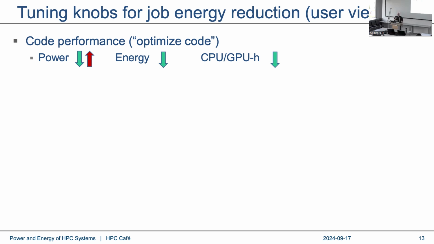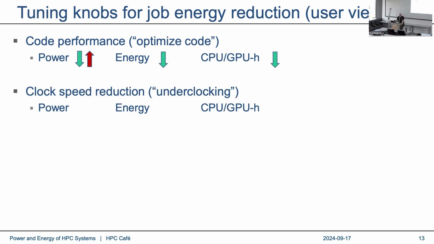The energy will typically go down, even if the power goes up. That's a general rule. There's a tiny little part of the configuration space where you make your code faster, it runs faster, it finishes earlier, and in the end, you still burn more energy. But that's an exception. Usually, making the code faster burns less energy. And of course, you're making better use of your allotment. Okay, so that's good. Use less CPU and GPU hours.